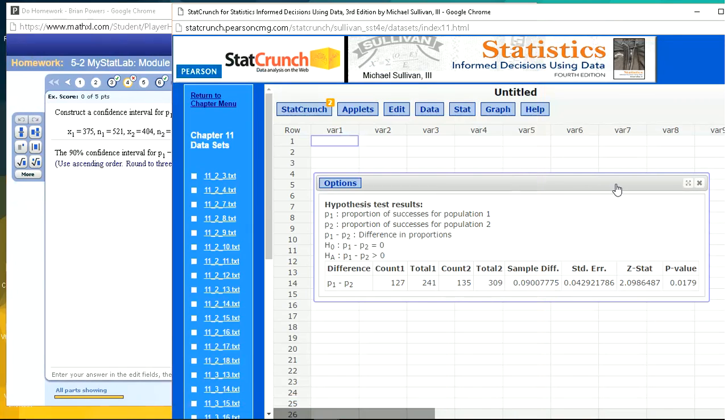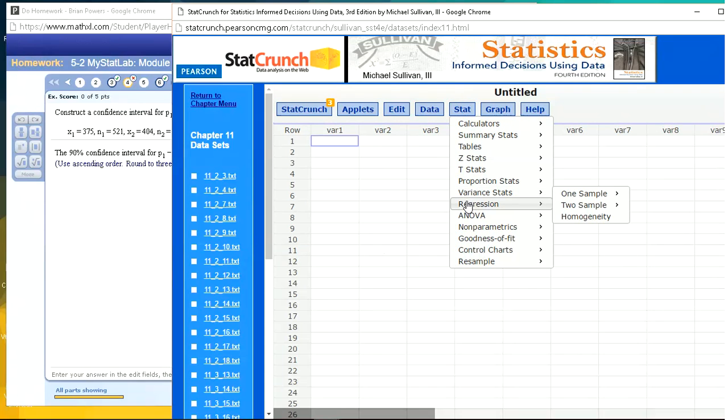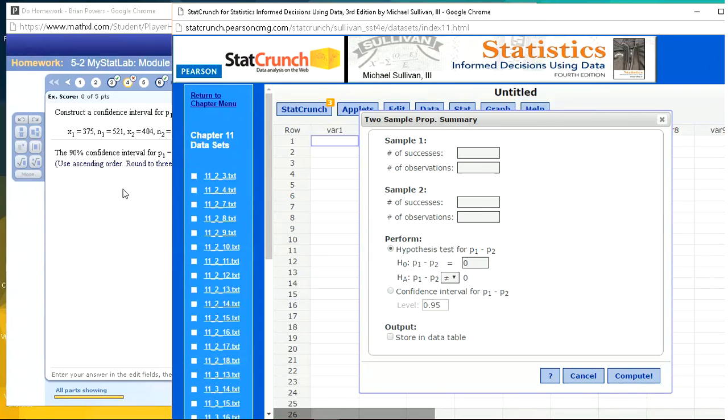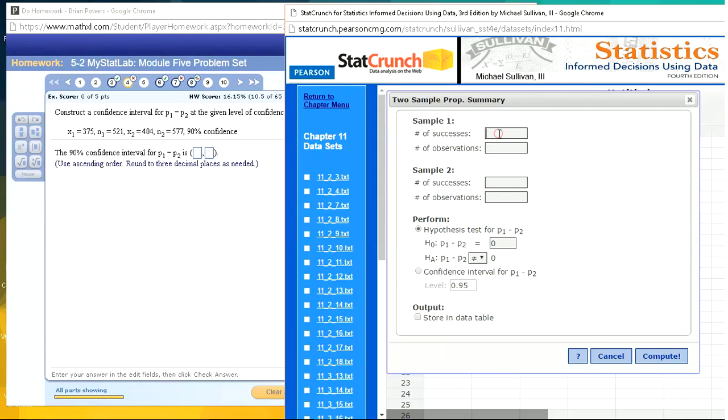Okay, now confidence intervals for a difference of 2 proportions. It'll be found under, again, proportion stats, 2 sample with summary. So once again, I'm going to type in what's given to me. It's going to be the number of successes, 375 out of the first sample size, 521, and 404 out of 577. We're doing a confidence interval, and we just have to set the confidence level to 90%. Okay, 90%. Compute.